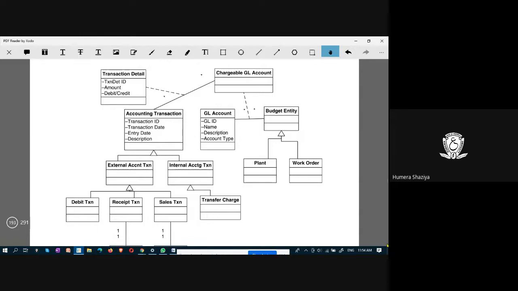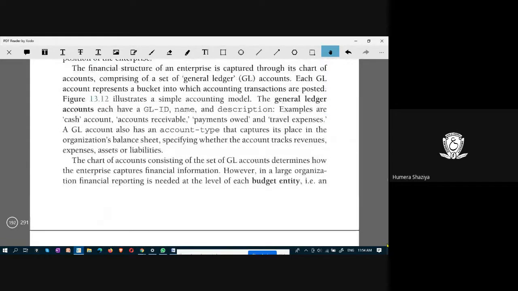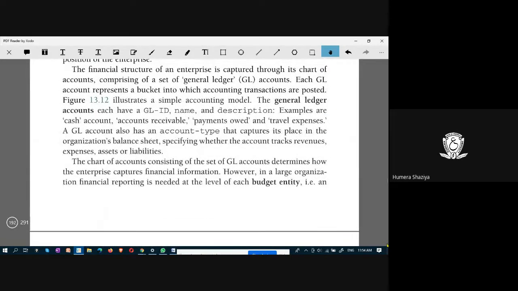Here you have accounting transaction and GL account. Okay, GL account is nothing but the general ledger account. It has GL ID, name, and description. Examples are cash account, accounts receivable, payments, and travel expenses. These are different headings. So under different headings, the general ledger would record the accounts.